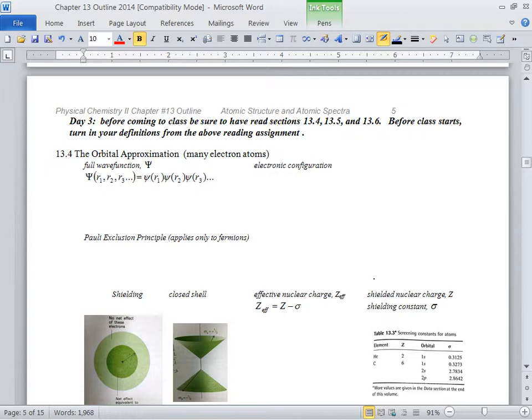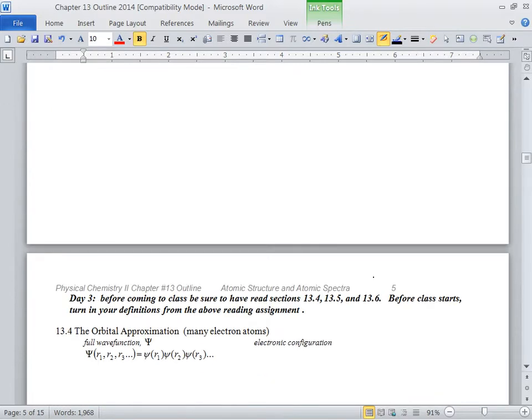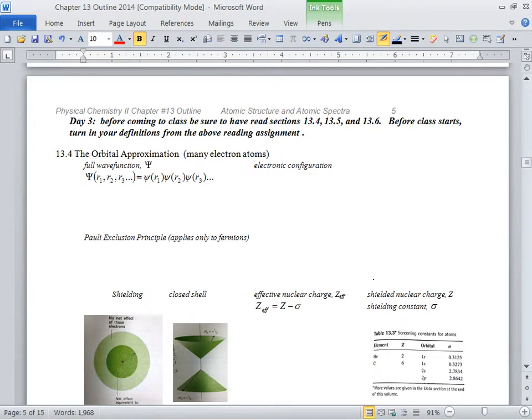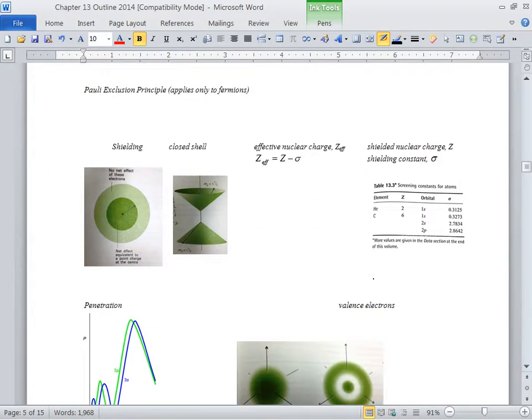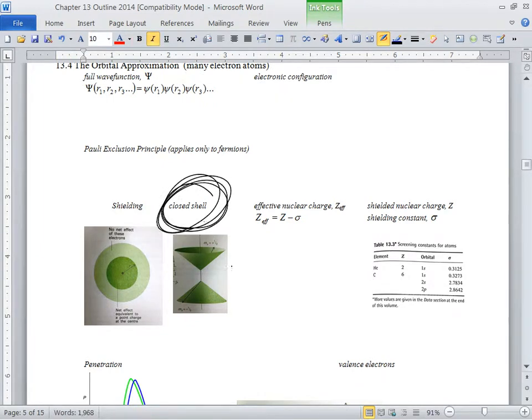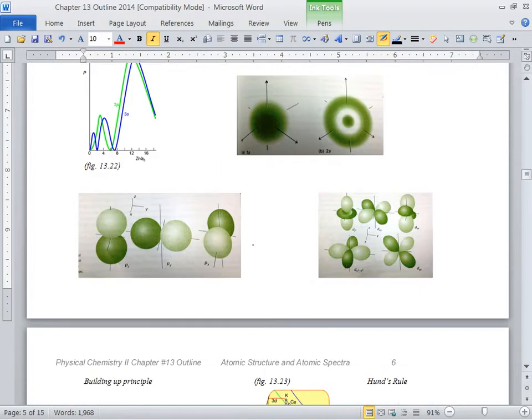Okay, and then we moved into many electron atoms. And it's really not so bad, I think, because of this. What was so special about closed shells? They're trying to picture it here, this idea of a closed shell. The net angular momentum is zero. And why is that such a big deal?